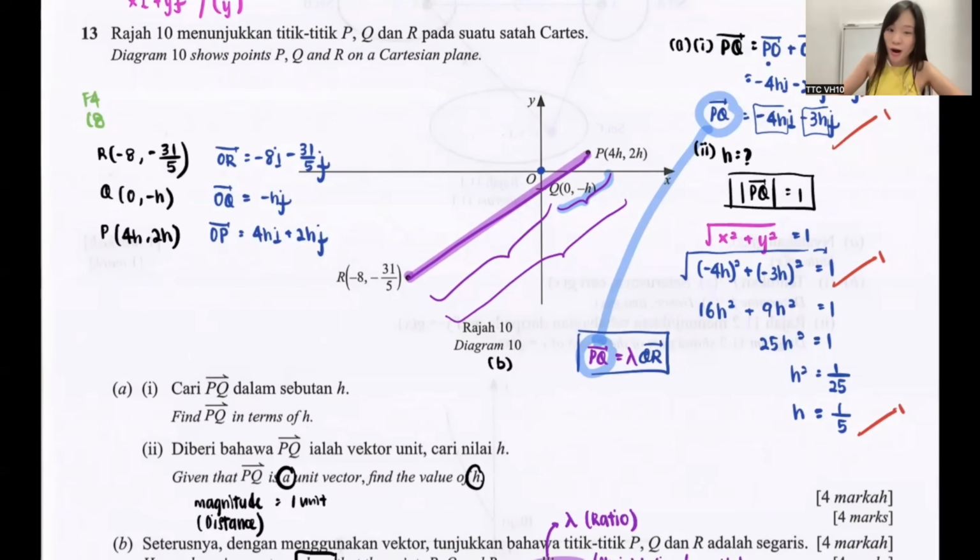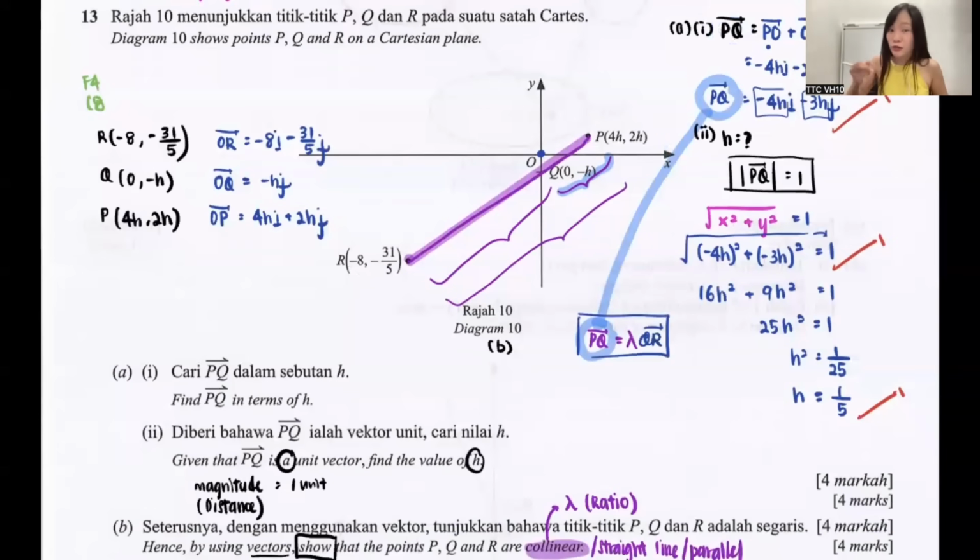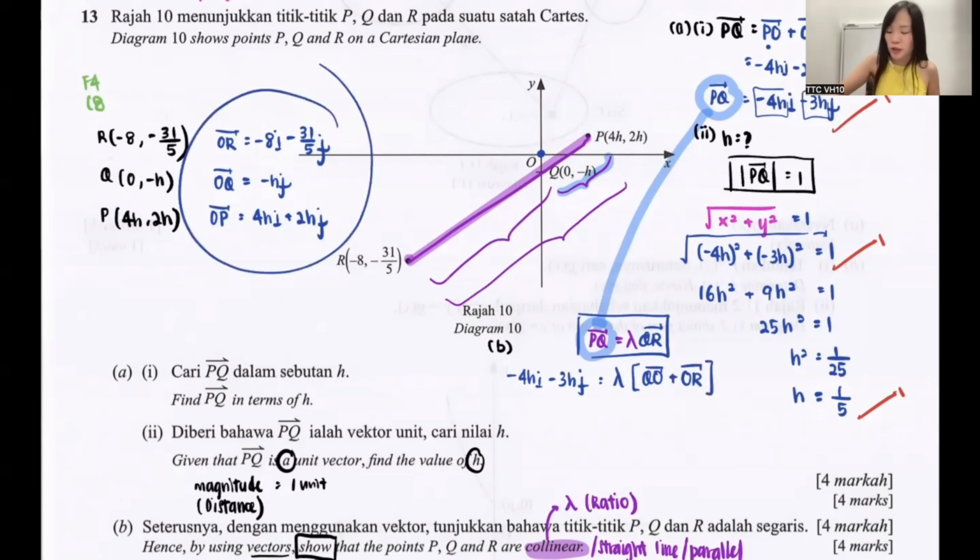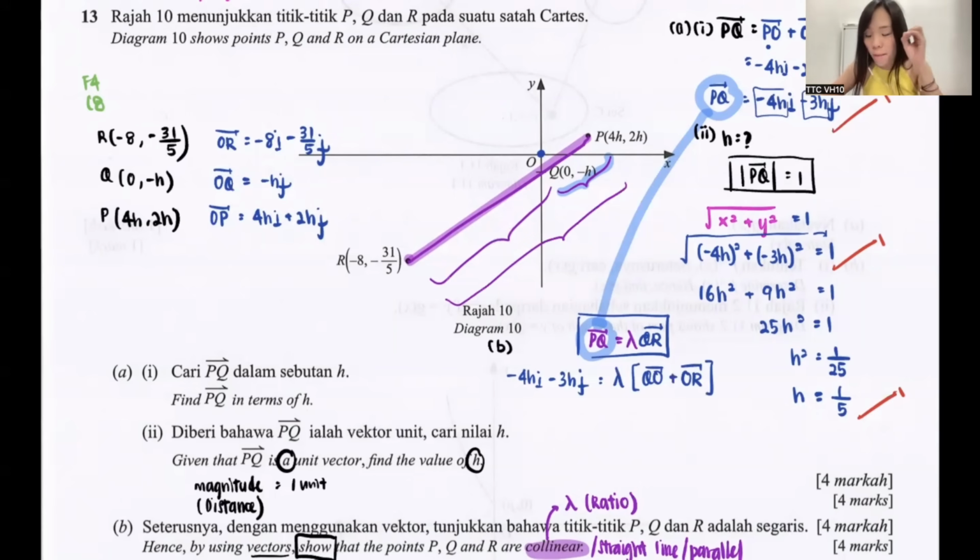Let's say I'm using QR, okay? So now, let me try to substitute inside. PQ is actually negative 4HI minus 3HJ. Another one, I will find in QR. Does the question ever give you QR? No, but never mind, you can find it yourself. How do I find QR? Isn't it Q, walk back to O first, and then from O, walk to R. Because all your information actually links to O. So you can walk back to O first.